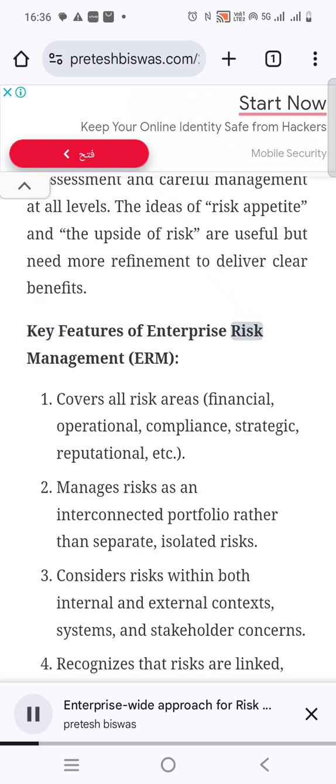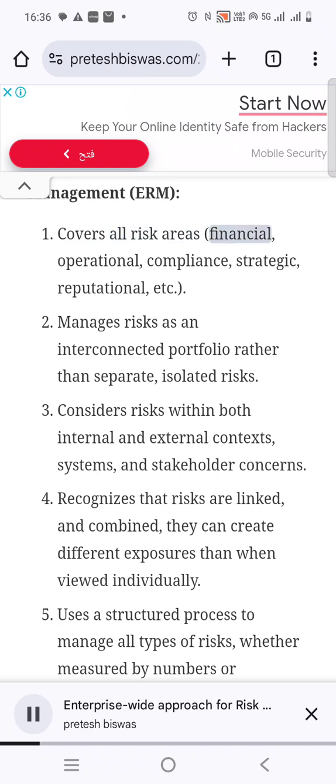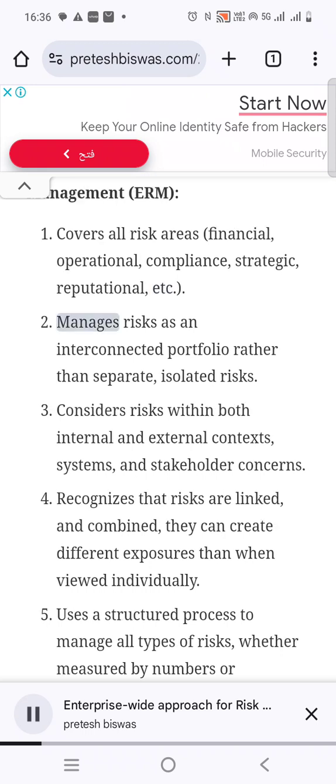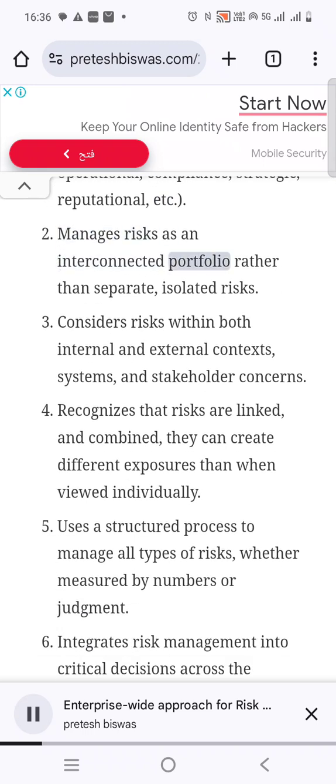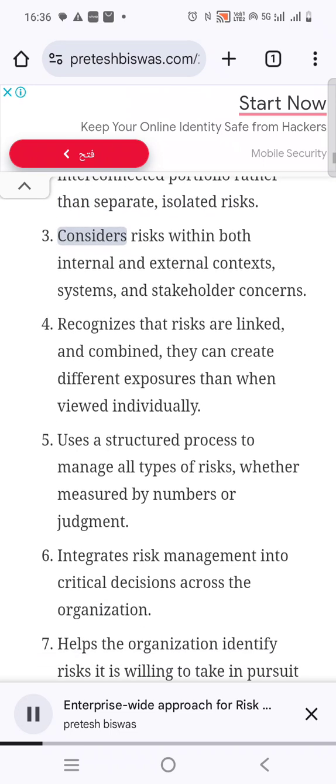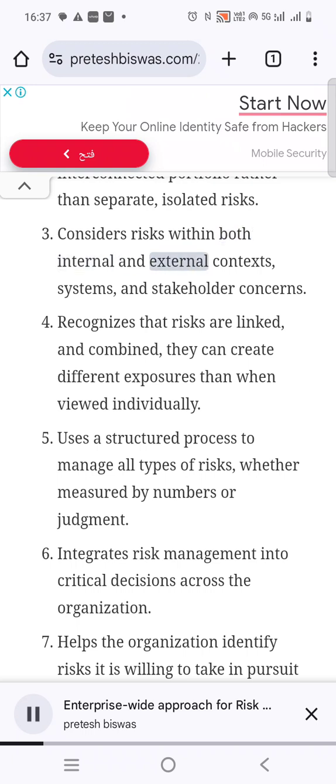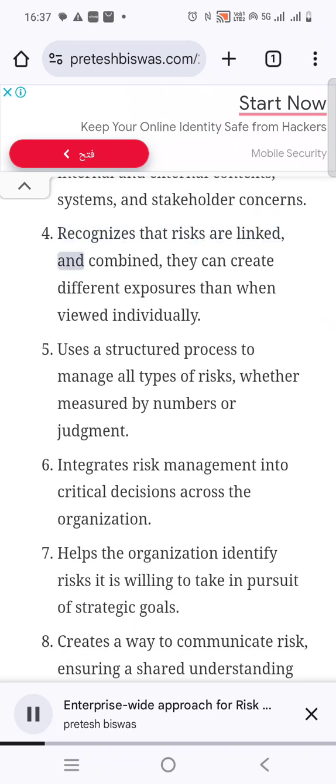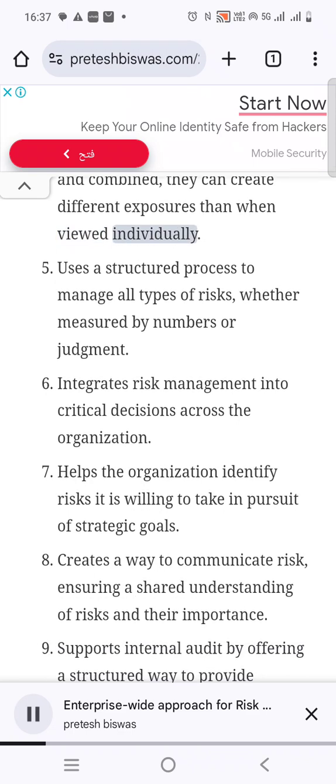Key features of enterprise risk management, ERM. 1. Covers all risk areas: financial, operational, compliance, strategic, reputational, etc. 2. Manages risks as an interconnected portfolio rather than separate, isolated risks. 3. Considers risks within both internal and external contexts, systems, and stakeholder concerns. 4. Recognizes that risks are linked, and combined, they can create different exposures than when viewed individually.